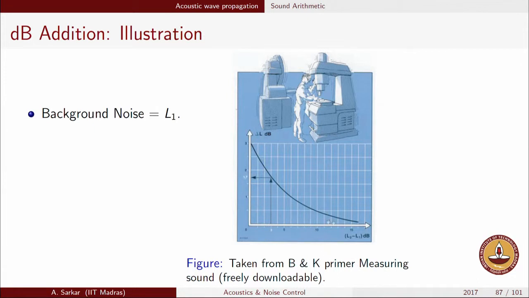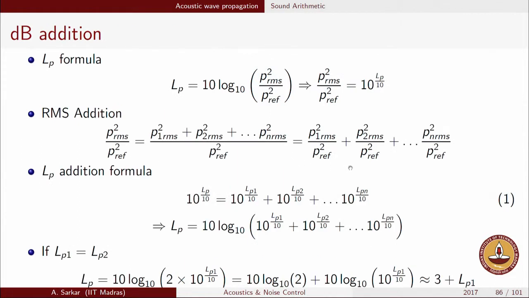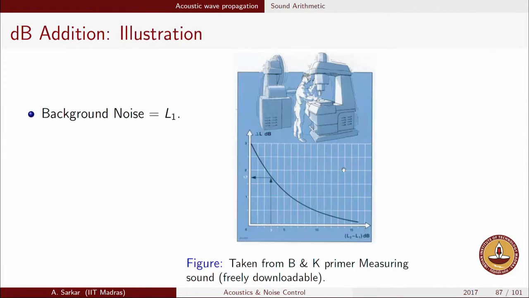This was represented in a chart, the dB addition kind of a formula, and the way this dB addition formula comes in handy is in the following fashion. Let us say I am the manufacturer of this machine.